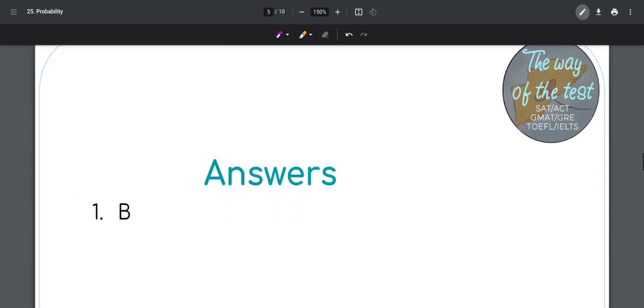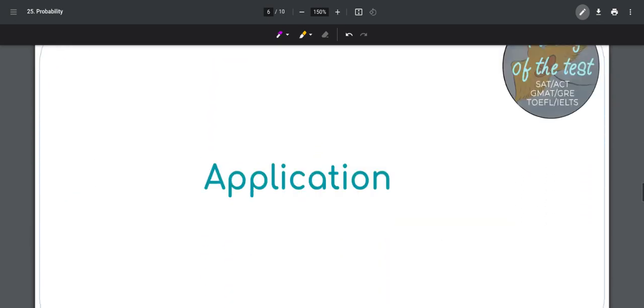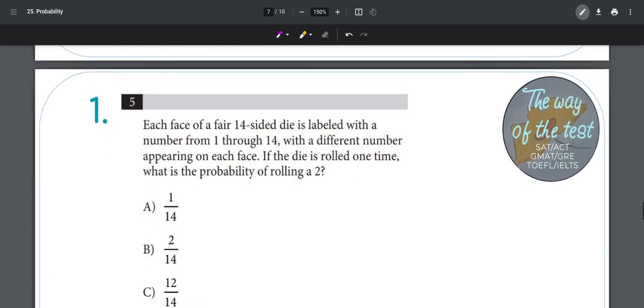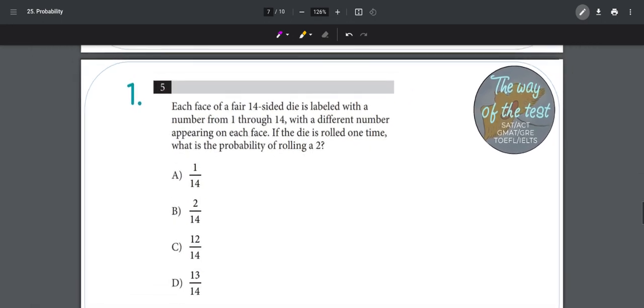Okay, knowing that, we're going to do one exercise from the digital SAT. I want you to pause it right now, solve this question, and write down the answer. And we are going to check.